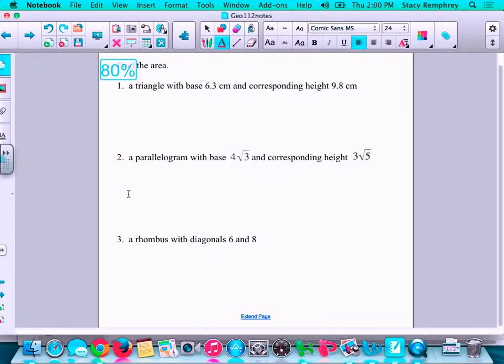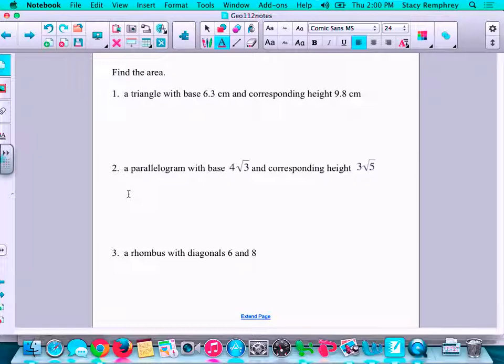Okay, on this slide I have some more examples. Again, I'd like you to work through these. Push pause and work through these, then come back when you're ready to check.